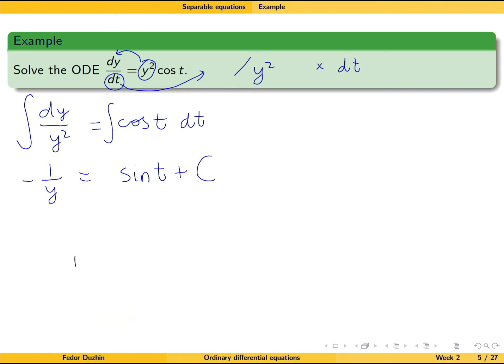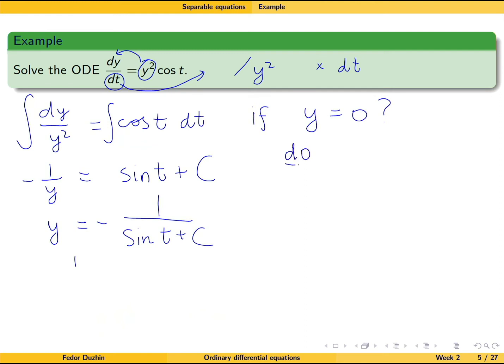Now let us just solve it for y. If this is minus 1 over y, then y is going to be minus 1 over sine t plus constant. But you probably noticed that when we divide by y squared, of course we need to make sure that y is not 0. So what happens if y is 0? When we divide by y squared, y is not allowed to be 0, but in the original differential equation, it may be. So let us check if y equals 0 is a solution of the original differential equation. Let us substitute it into the original one and see if it gives us a correct equality.